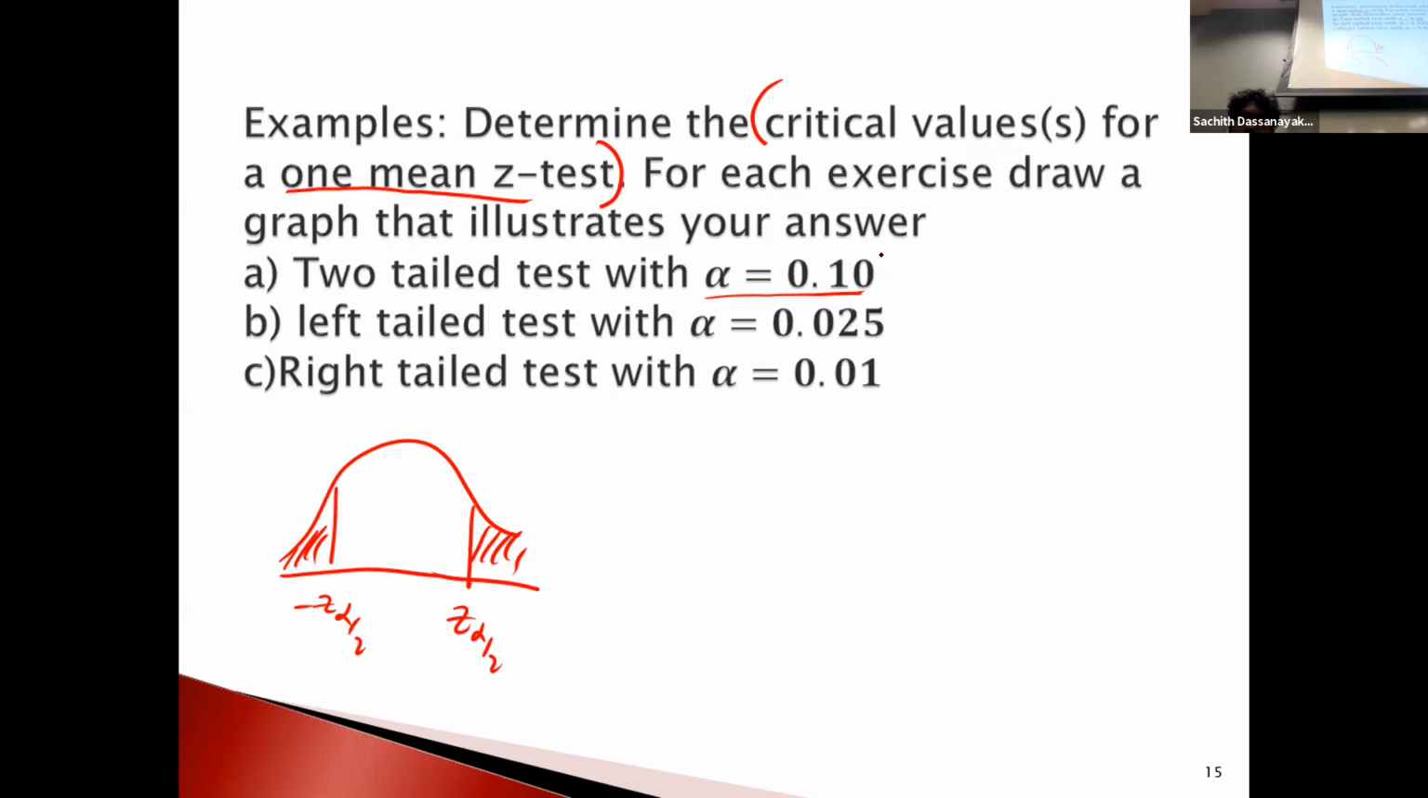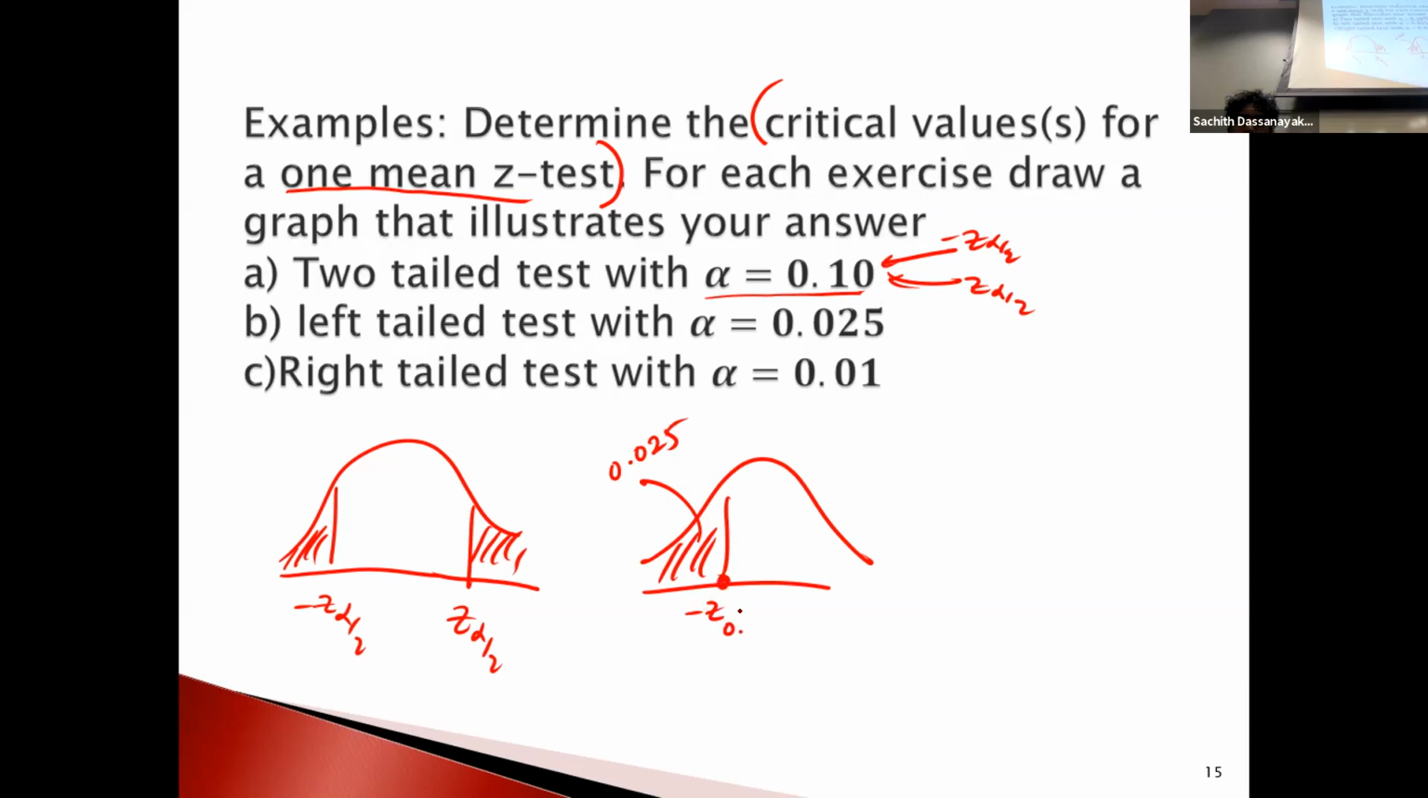Clear? So in this case, you need negative C alpha over 2 and positive C alpha over 2, not just alpha. In this left tail, this area is 0.025, which means this value right here belongs to Z. It's going to be negative, definitely. This negative represents the left tail test, or left C value.